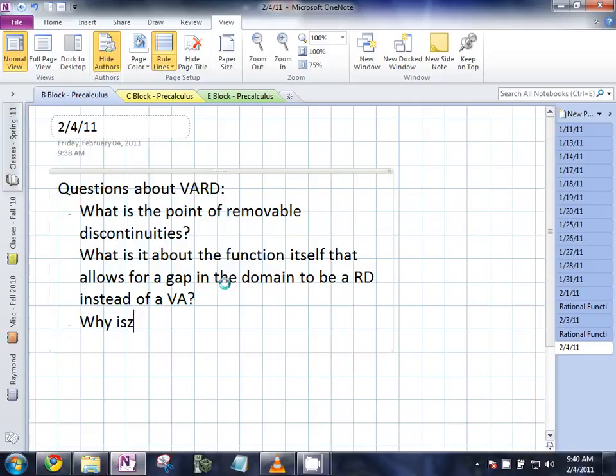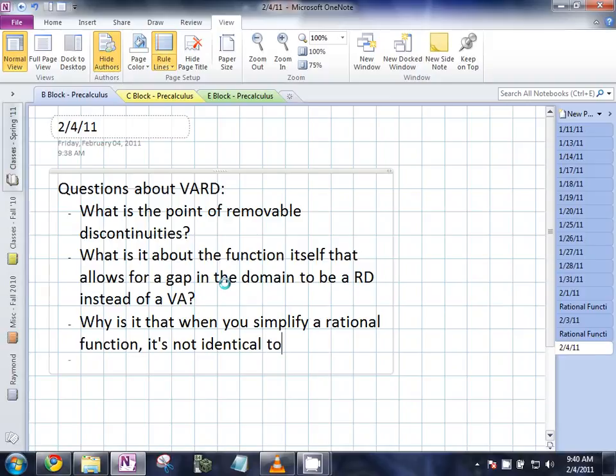Why is it that when you simplify a rational function, it's not identical to what you started with?